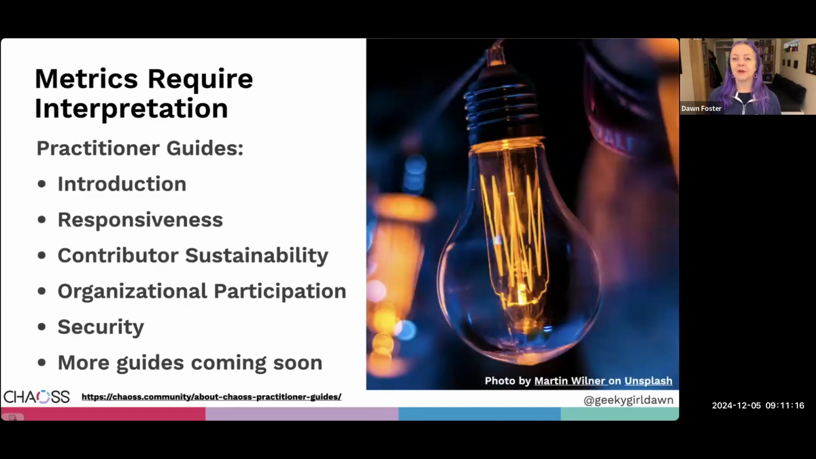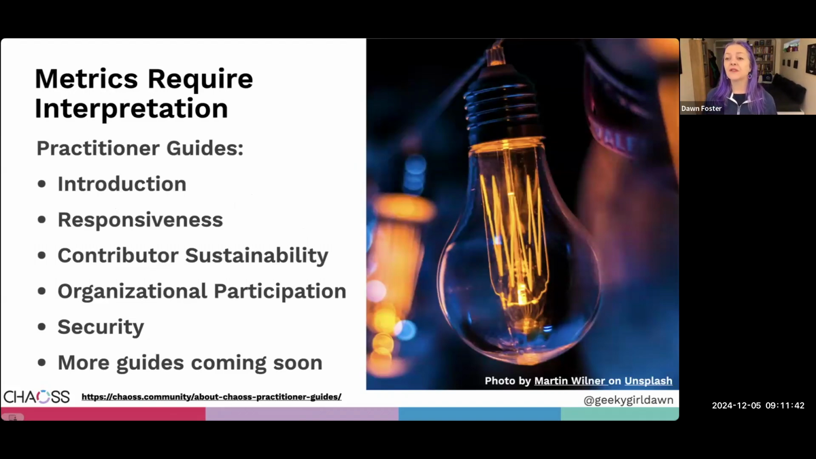So as I said, the CHAOSS project just launched this practitioner guide series, and these guides are designed to be used by people who may or may not be experts in data analysis or even experts in open source, to help them understand how to interpret that incoming tsunami of data with the goal of finding ways to improve the health of those projects or understand the health of those projects.